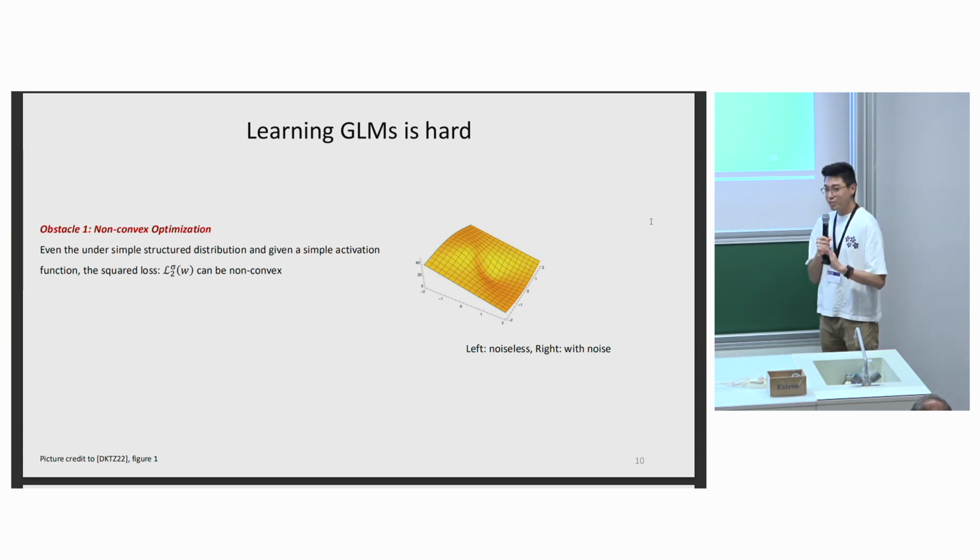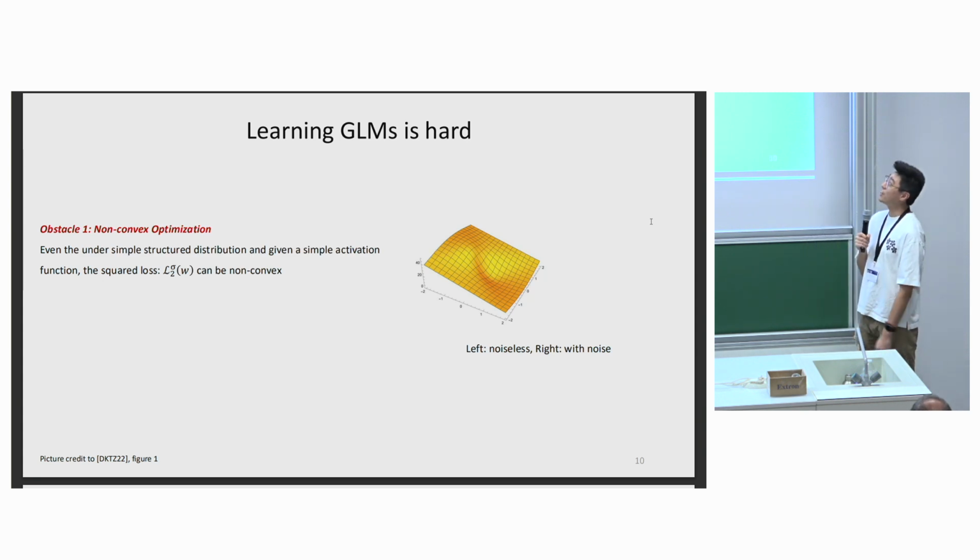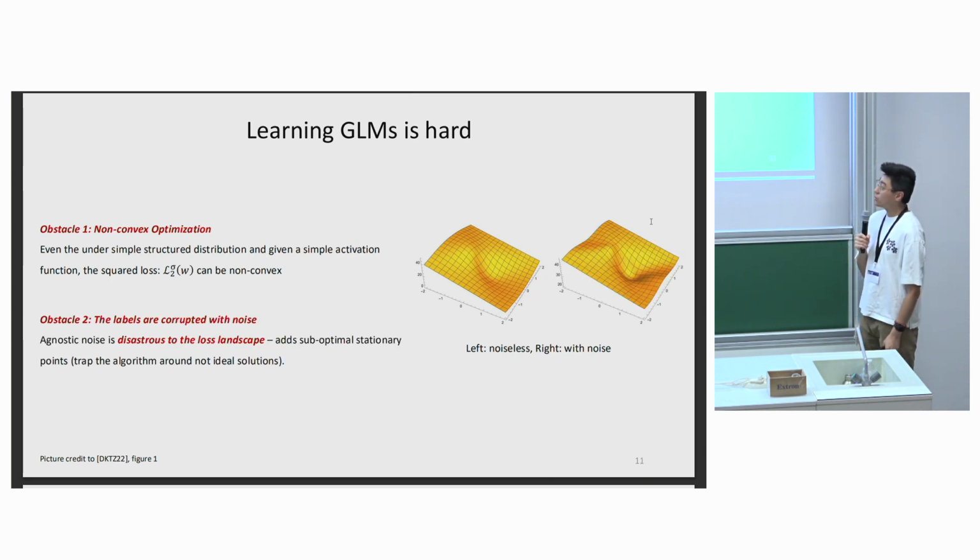So, even though GRMs look very simple, it turns out that it's quite hard to learn GRMs. Mainly, we face two obstacles. The first one is that the L2 square loss is actually a non-convex loss. As shown in this figure, even on a very simple activation and a very simple distribution, the loss landscape could look like this, which is non-convex. And what's more is that we are tackling the challenging agnostic noise, which is disastrous to the loss landscape. You can show that a little bit of agnostic noise can add suboptimal stationary points, which means that the landscape can potentially trap your gradient descent algorithm near suboptimal points.